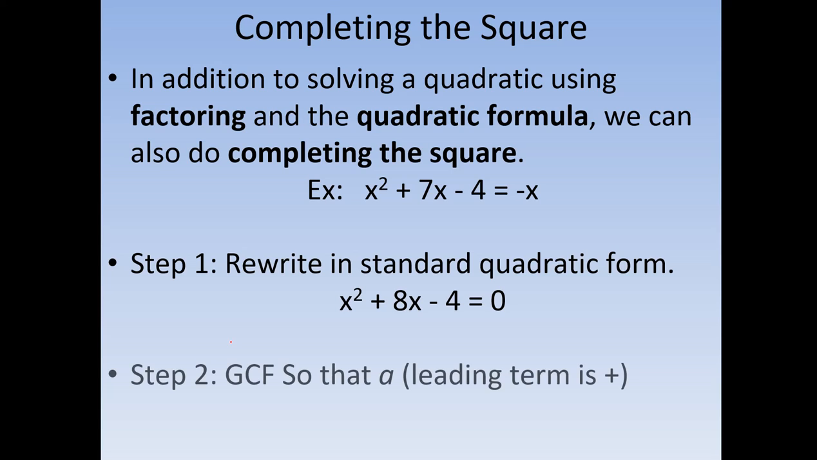The second step is we're going to GCF this like usual so that we end up getting a leading term of typically a positive number, but in this case we're going to make it positive 1. Now in this case that doesn't actually change anything. I had a positive 1 here, but if it was a negative, I would just divide the negative out and flip all the signs. You cannot do completing the square if the number isn't a positive 1.